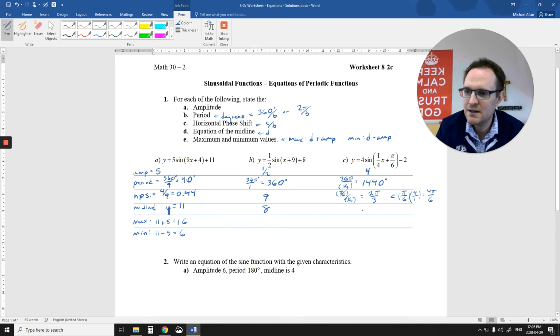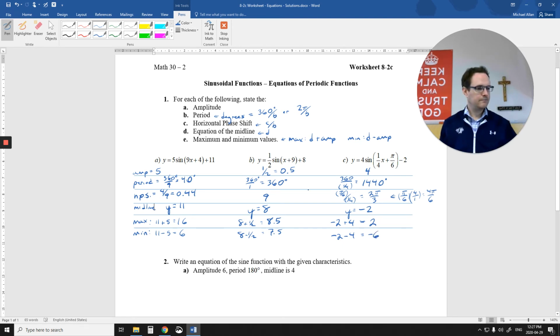Midline here is 8, and this is -2, but I'm going to make sure I put these as equations. So y is equal to 8, and y is equal to -2. My max is going to be 8 plus 1/2, which is 8.5. You can put that as 0.5 as well. And 8 minus 1/2, which is 7.5. This one here is going to be -2 plus 4, which is 2, and then -2 minus 4, which is -6. There you go. Pretty good.